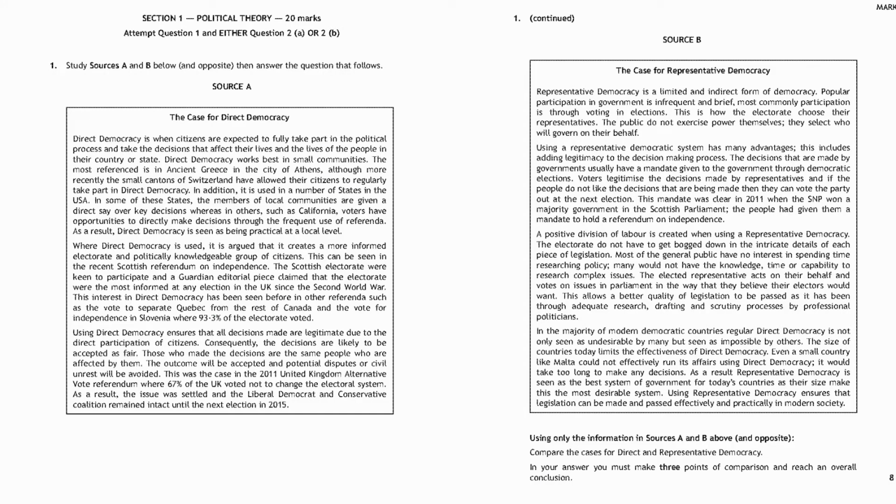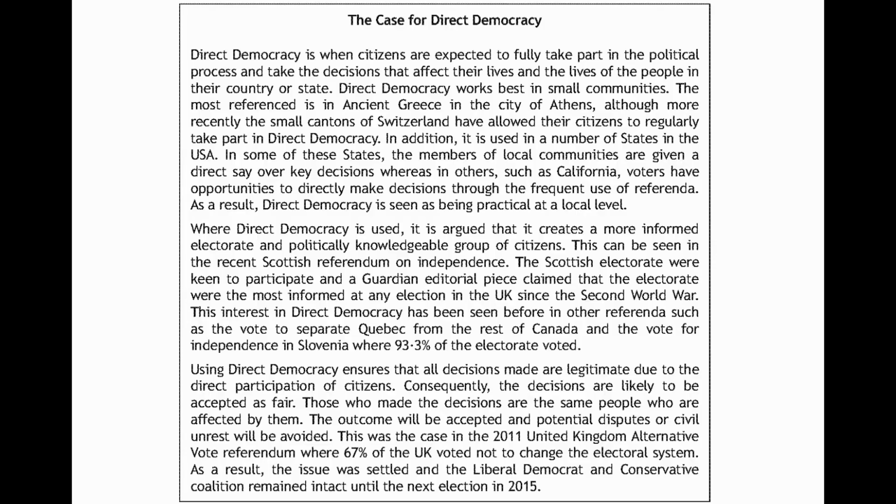The question asks us to compare the cases for direct and representative democracy. It also tells us that we must identify 3 points of comparison. We should think about themes, aspects or features when we are trying to identify these 3 points of comparison. The final instruction given in the question is to reach an overall conclusion about what we have read about direct and representative democracy. It may be tempting to add in our own knowledge here, but since this will not be credited, this is not advisable.